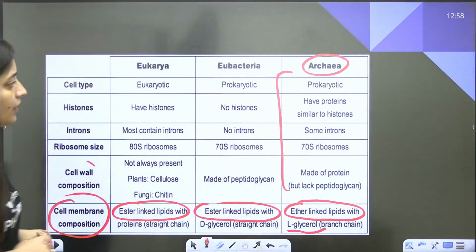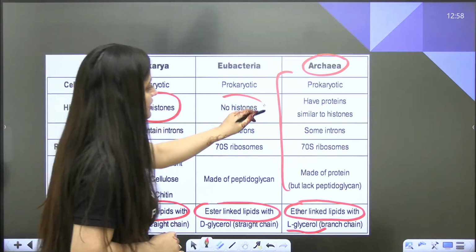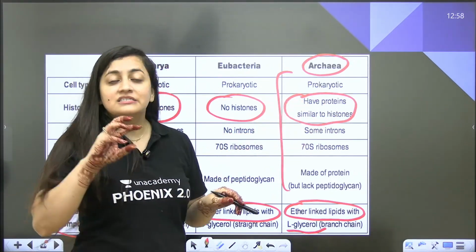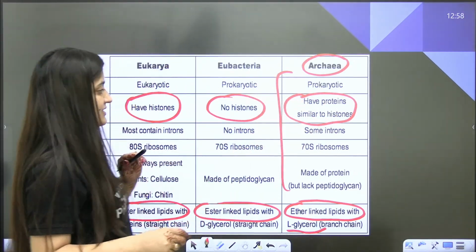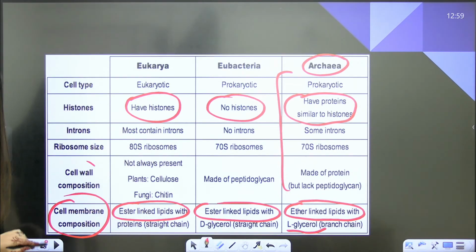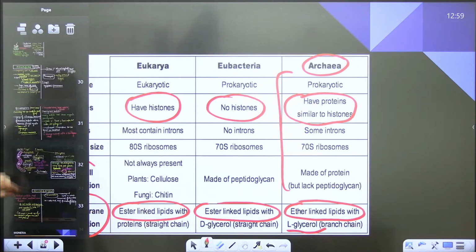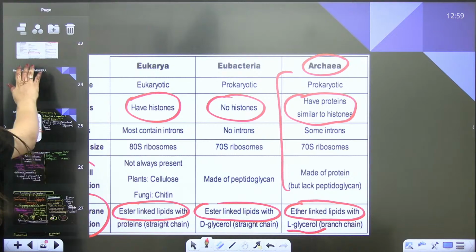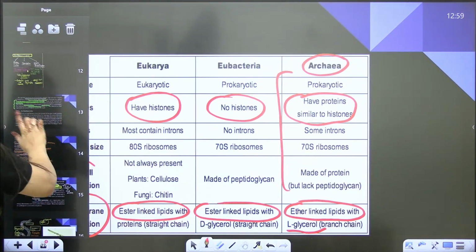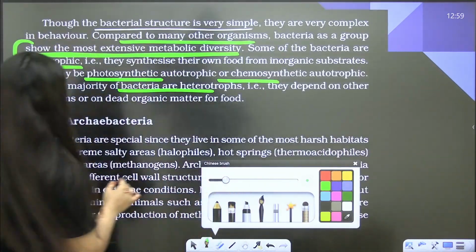See, in eukaryotes, histone proteins are there. In eubacteria, they are not there. But in Archaebacteria, proteins similar to histones are present. That is the difference. You can take a screenshot and I'll share the PDF in the Telegram group as well. So this is about Archaebacteria. Why are they different from the eubacteria? Examples are important here.